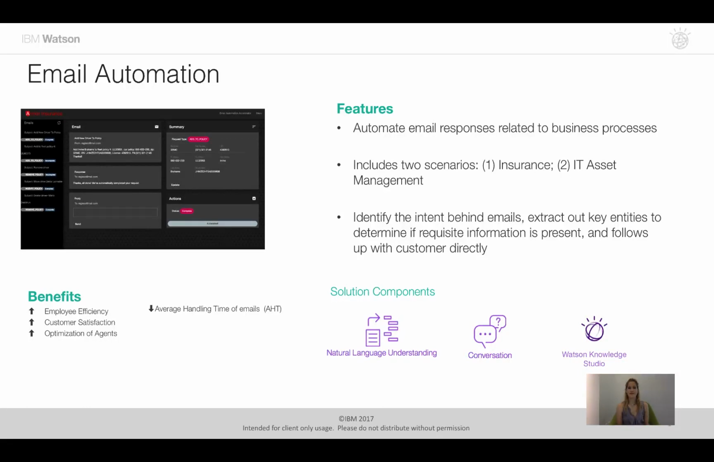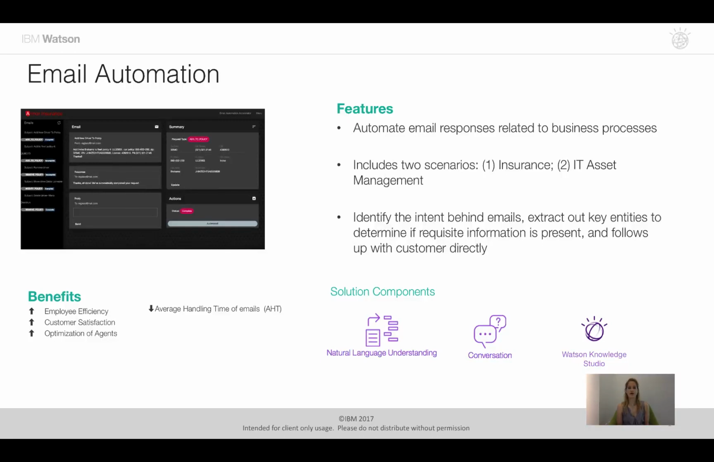Hey everyone, today we are going to walk through the Email Automation Accelerator. This accelerator demonstrates how Watson is able to automate responses to emails that are related to business processes. The two business processes that occur via email that we're showing today are, one, dealing with insurance, so adding people or removing people from policies, and the second is IT asset management, so that relates to corporate handling of IT assets and how they would go about returning those assets.